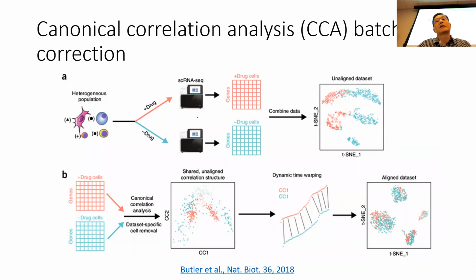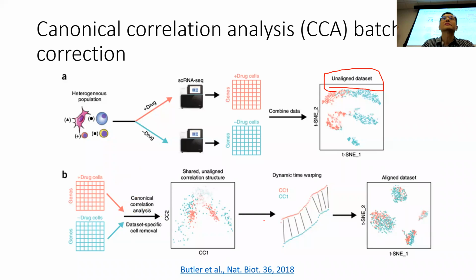I said side by side with another paper published in the same journal. These authors use CCA, canonical correlation analysis, to do the batch effects correction. Again, assume that before and after treatment, this unaligned data set contains unwanted confounding effects because of the process of the experiment. If you have this concern, you can use CCA to project them and find the largest correlation between the two batch-effect data sets.